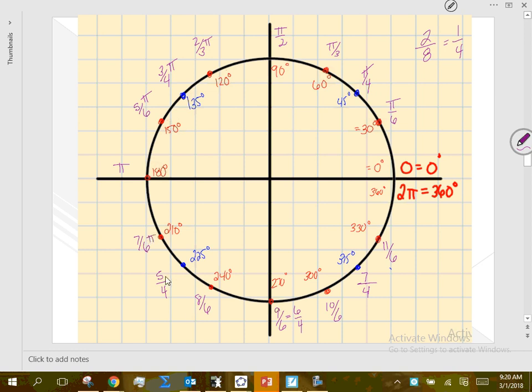7/6 pi. 5/4 pi. This becomes 4/3 pi. This one down here at the bottom becomes 3/2 pi. This becomes 5/3 pi. 7 pi over 4. 11 pi over 6. And 2 pi.